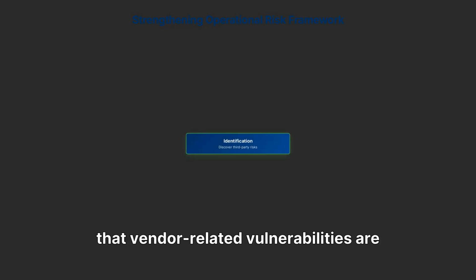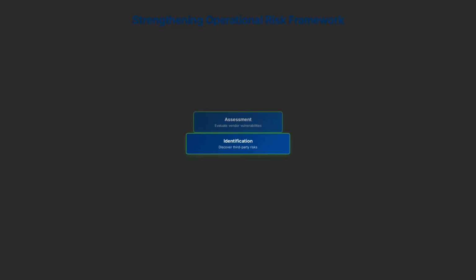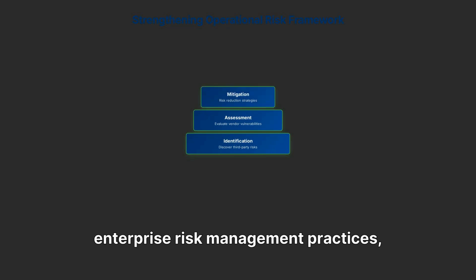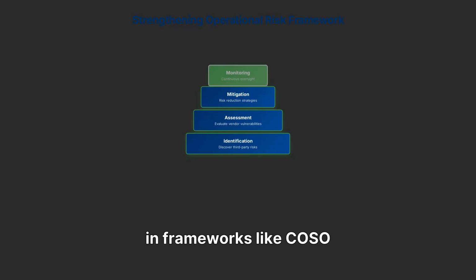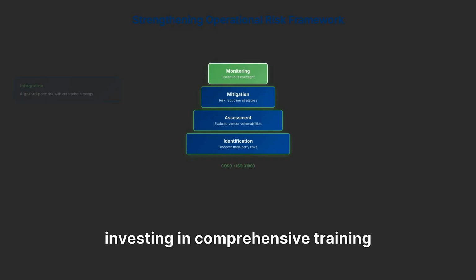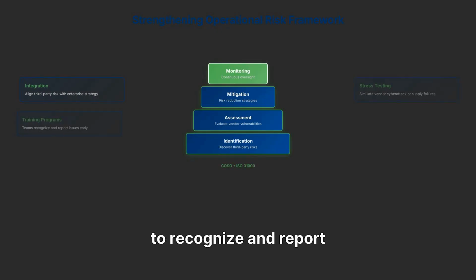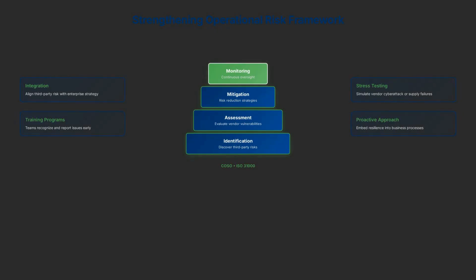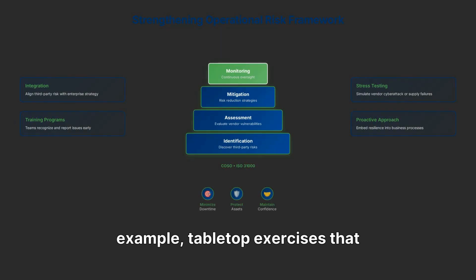ensuring that vendor-related vulnerabilities are not siloed but addressed holistically across all departments. This integration means aligning third-party assessments with broader enterprise risk management practices, such as those outlined in frameworks like COSO or ISO 31000, while investing in comprehensive training programs for your teams to recognize and report potential issues early. Moreover, regularly simulating scenarios through stress testing, for example, tabletop exercises that mimic a vendor cyber attack or supply chain failure, helps prepare your organization to respond effectively under pressure.